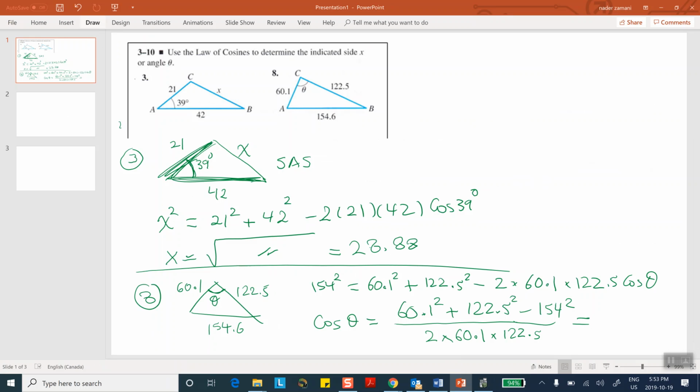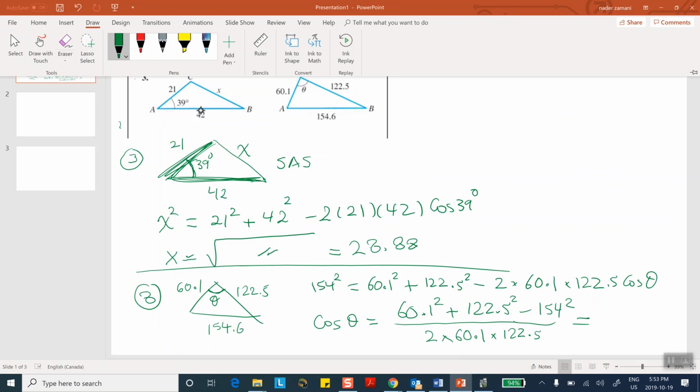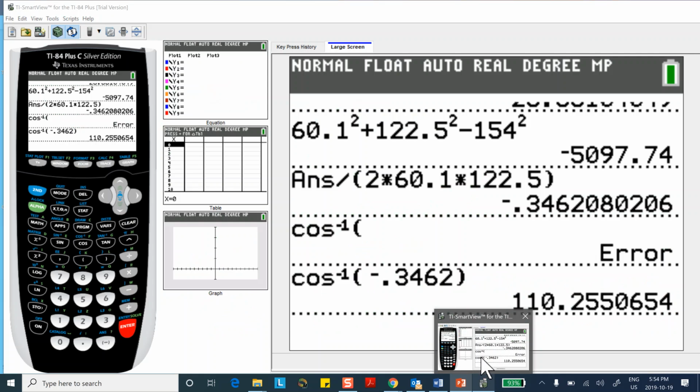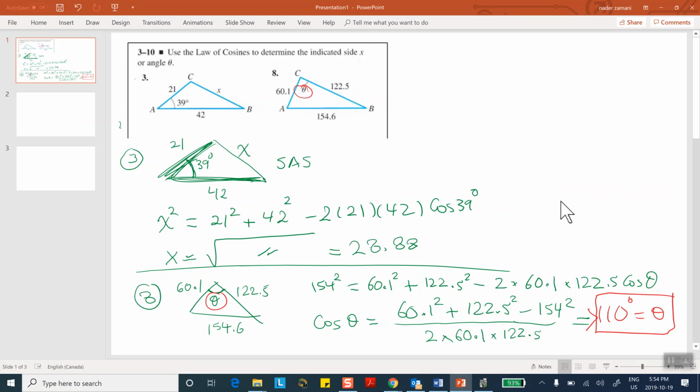this angle, or that angle, is slightly bigger than 90 degrees, equal to theta. Theta equal to 110. I don't know, did I add more digits here? 110.25. Okay. If I round it to the nearest degree, it's going to be 110. Otherwise, 110.25. Okay. So let's go ahead and do the other.